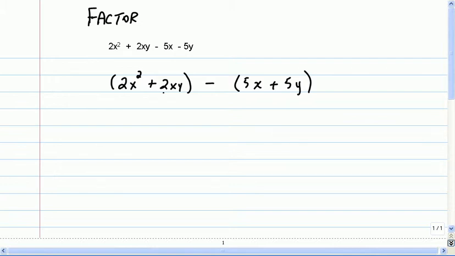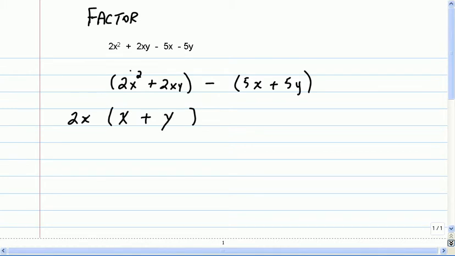Now we look at the first group and try to figure out if there's a greatest common factor in the first group. Well, both terms have a 2 and an x. So from the first group we're going to factor out 2x. And when we factor out 2x, oops, not 2xy, just 2x, what's left over when we factor 2x from 2x squared is just x. And when we factor 2x from the second term, we have just y.